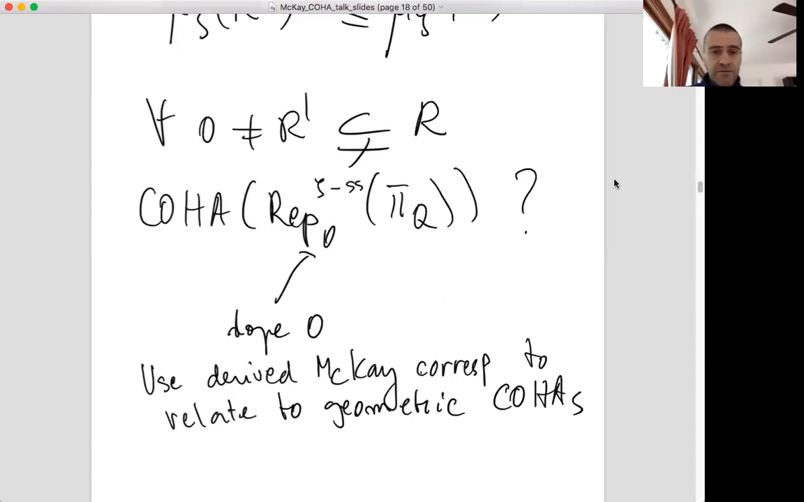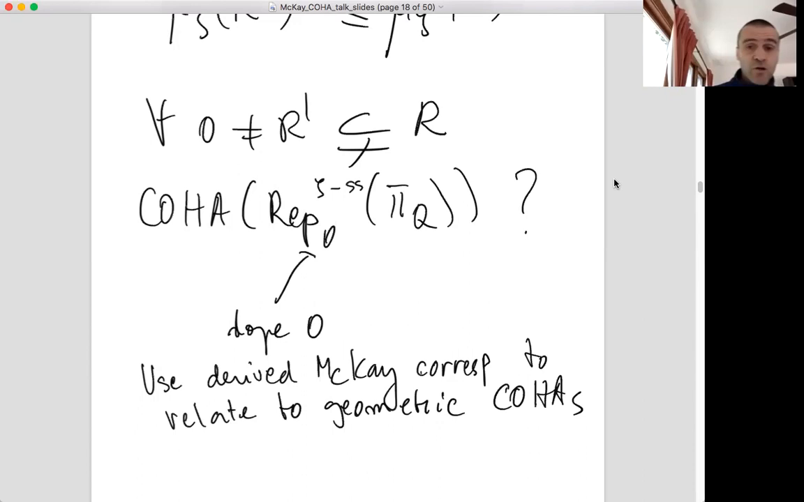So now you can construct a cohomological Hall algebra of semi-stable representations of fixed slope. In particular, you can take the slope to be zero without any loss of generality, because you can always shift this parameter such that the slope becomes zero.